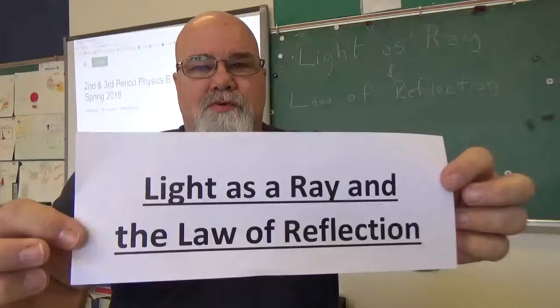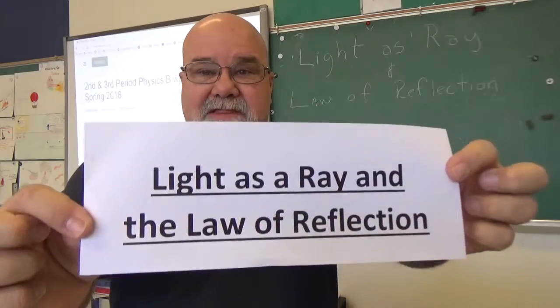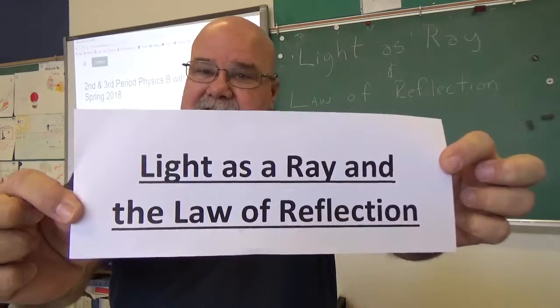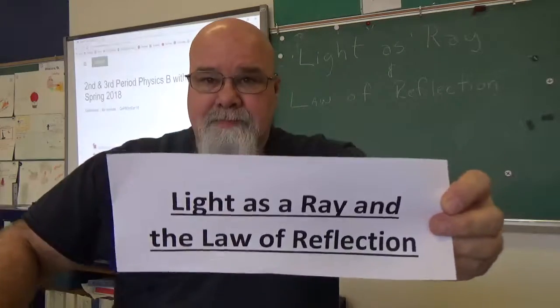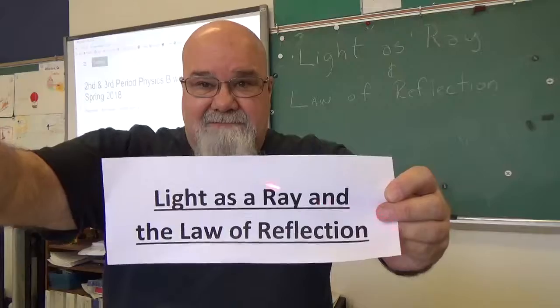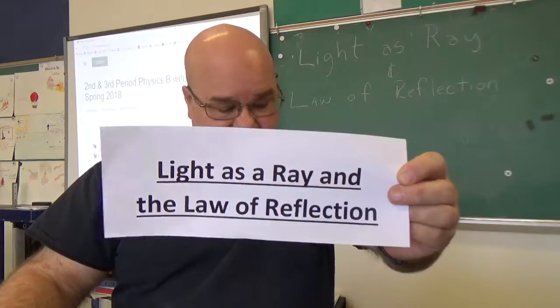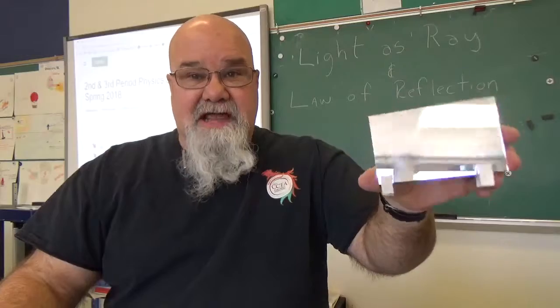So today you're going to do a reading on light as ray and the law of reflection. Essentially we're going to build on the concept that light is a ray. It travels in straight lines, like if I have a little laser beam, it travels in a nice straight line, and when it hits something it tends to reflect. The best reflecting surface that we know of is a mirror.